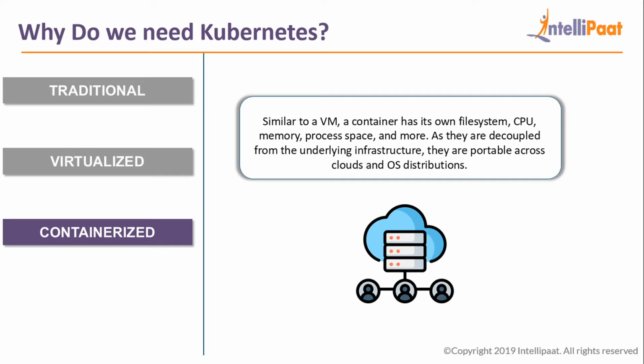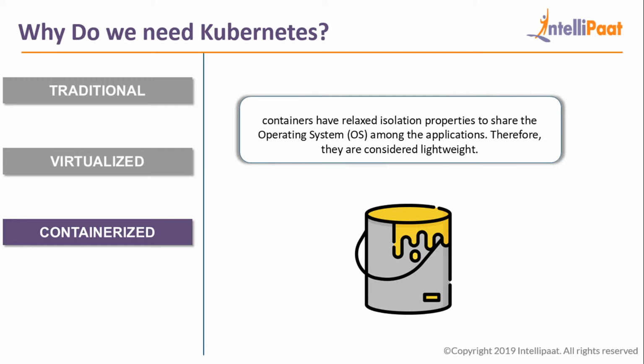While a VM might take, let's say, about 1.5 GBs to 2 GBs, a container can be as small as 80 MBs. So you can see that is a huge amount of space that containers save for you compared to virtual environments, right? And containers also have relaxed isolation properties to share the operating system among their applications. Therefore, they're also considered lightweight in that aspect as well.